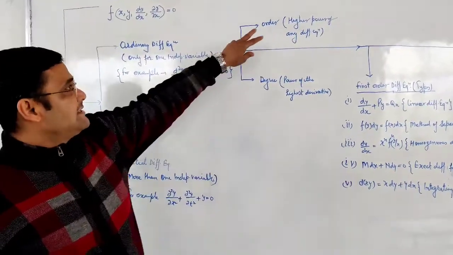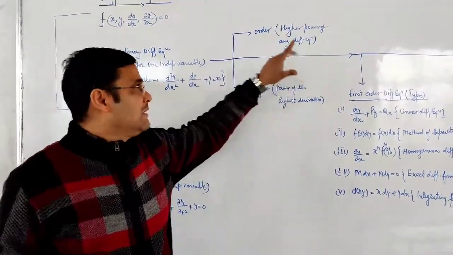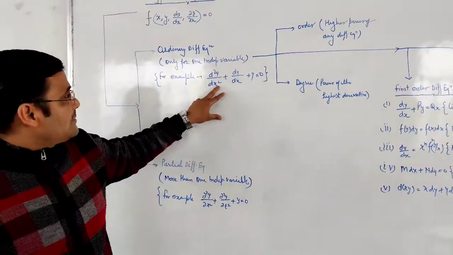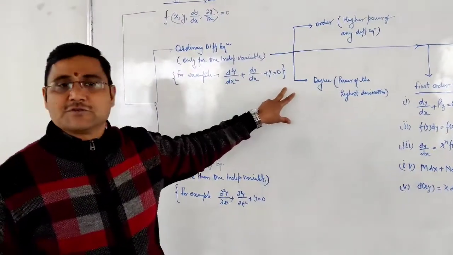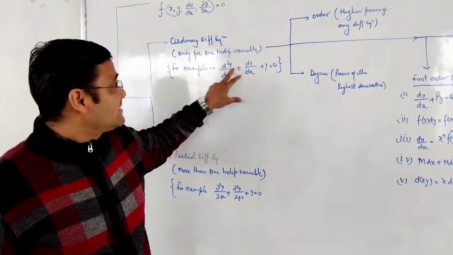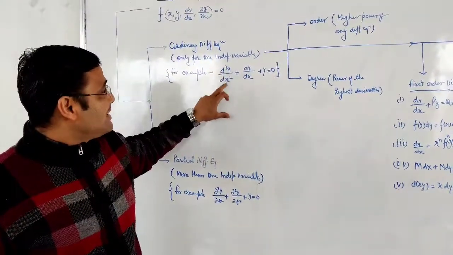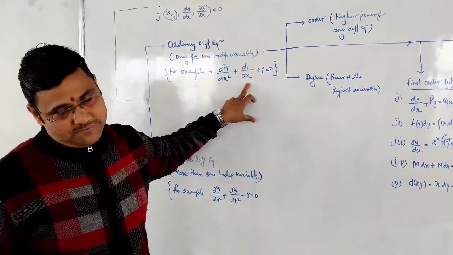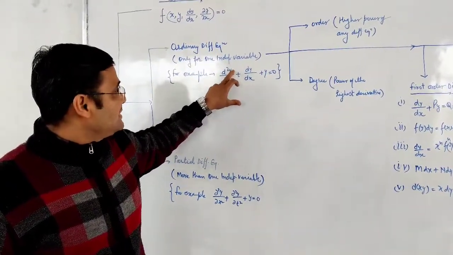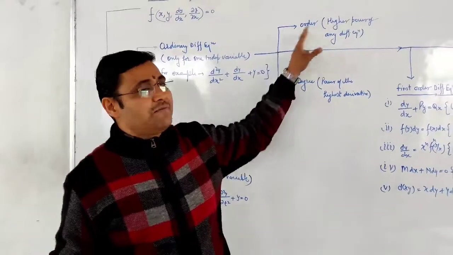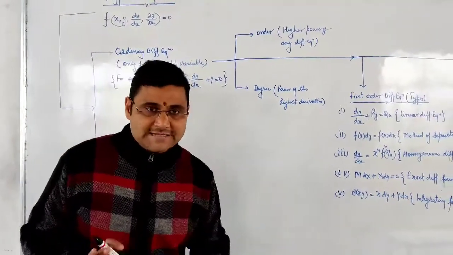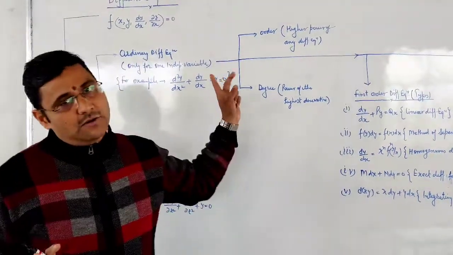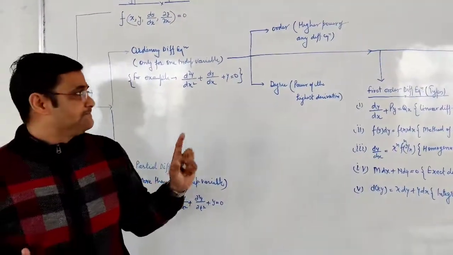First, what is the definition of order? Example: d2y over dx square plus dy over dx plus y is equal to 0. We are seeing that d2y over dx square is the highest derivative of the differential equation. So d2y over dx square shows that 2 is the order of the differential equation. That is, the highest derivative of any differential equation is called its order.